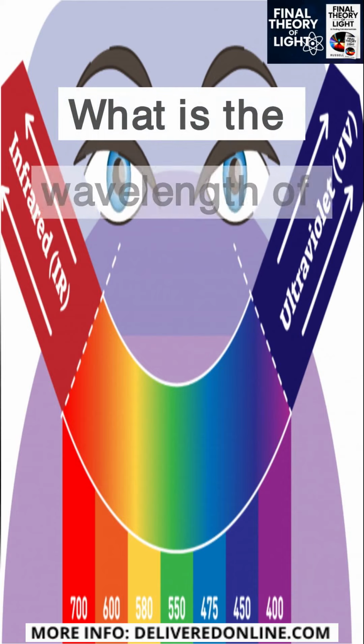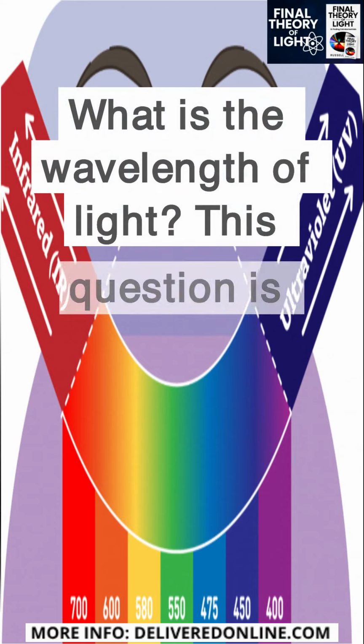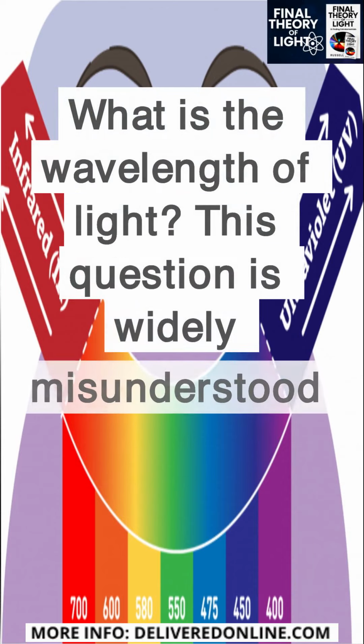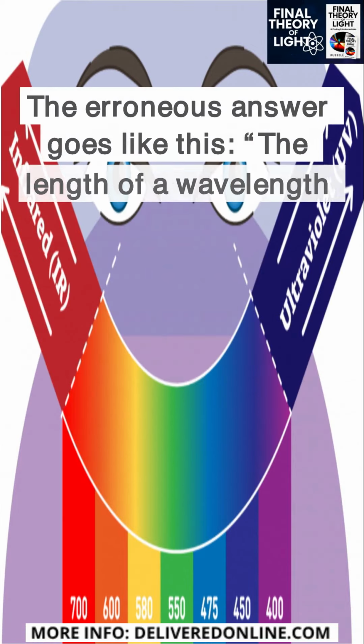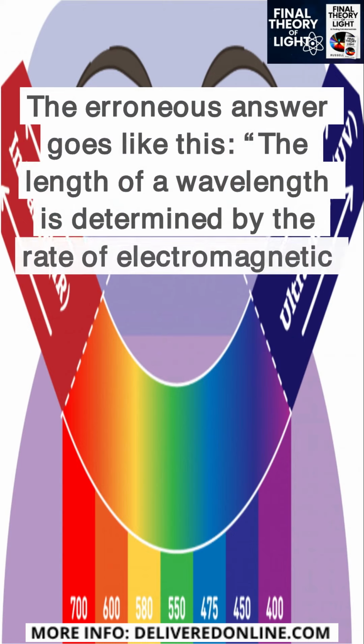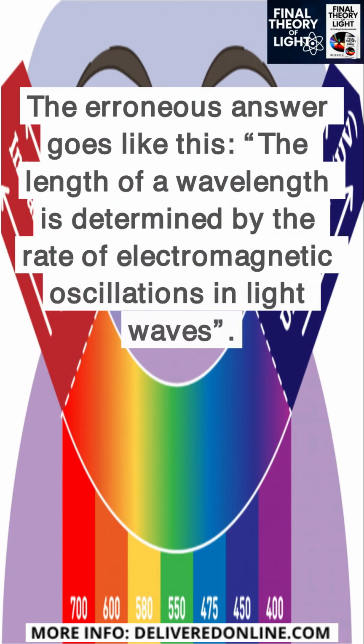What is the wavelength of light? This question is widely misunderstood in physics. The erroneous answer goes like this. The length of a wavelength is determined by the rate of electromagnetic oscillations in light waves.